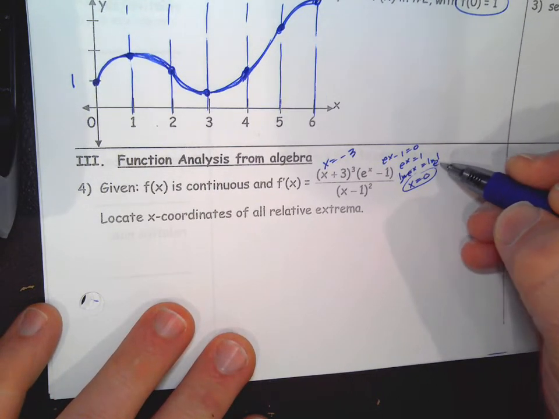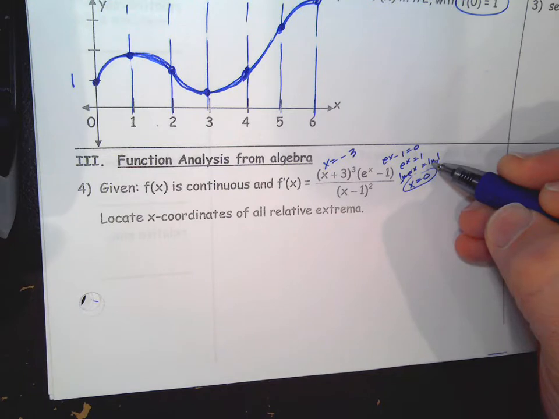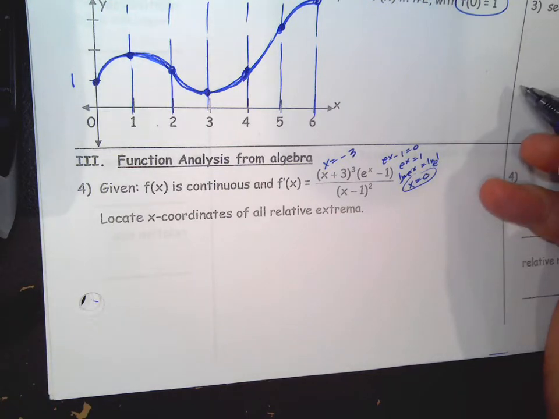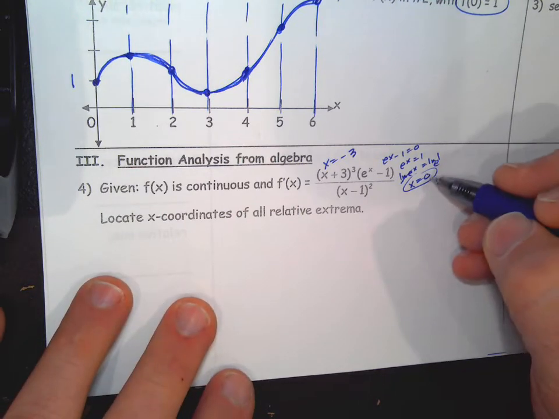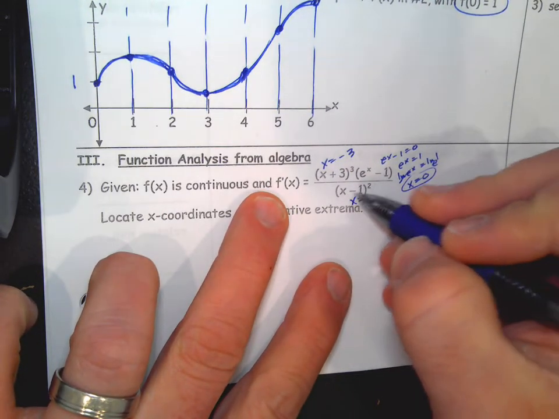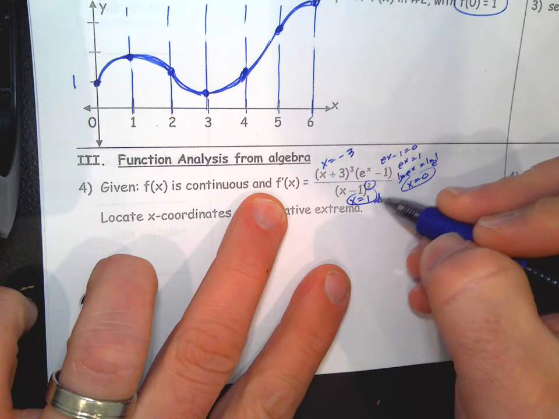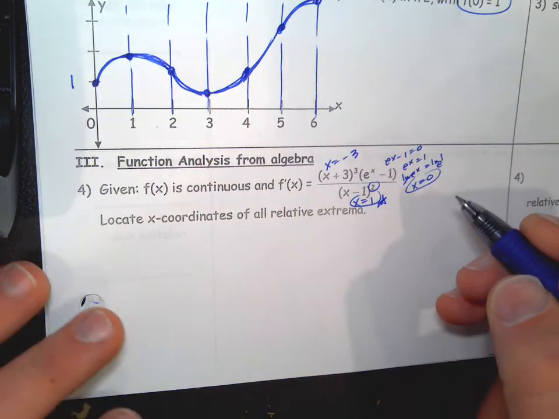What do you raise e to get 1? Log of any base of 1 is 0. What do you raise something to get 1? You raise it to the 0 power. And then we have x equals 1. Now, be careful. This has an even power on it, so it's going to get repeated and bounce off the graph.